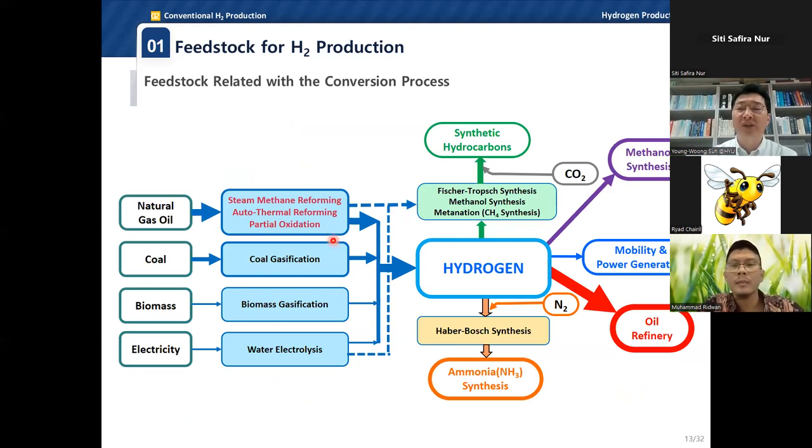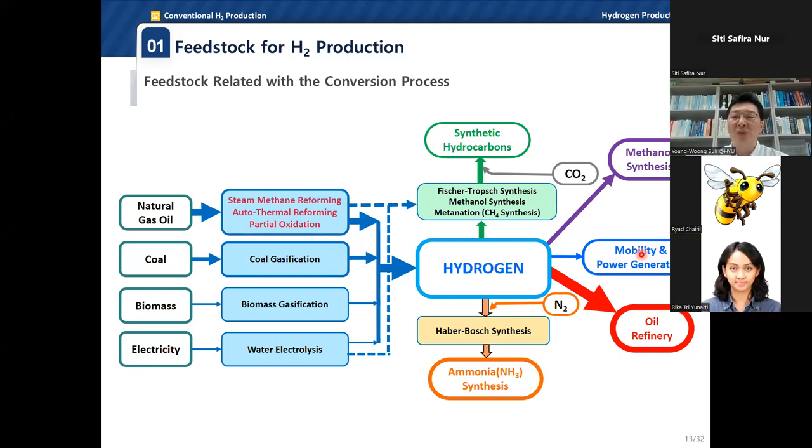And then move to this slide. Okay, at the centerpiece of this slide is hydrogen. Go to the right-hand side. So methanol synthesis is the usual application for hydrogen at present, and also mobility and power generation. Probably you can think about the fuel cell vehicle, for our mobility program. Right now it's not, I think, a mature technology, but we are now pushing hydrogen for fuel cell vehicles in the future. And oil refineries use abundant hydrogen for refining processes and also petrochemical processing.